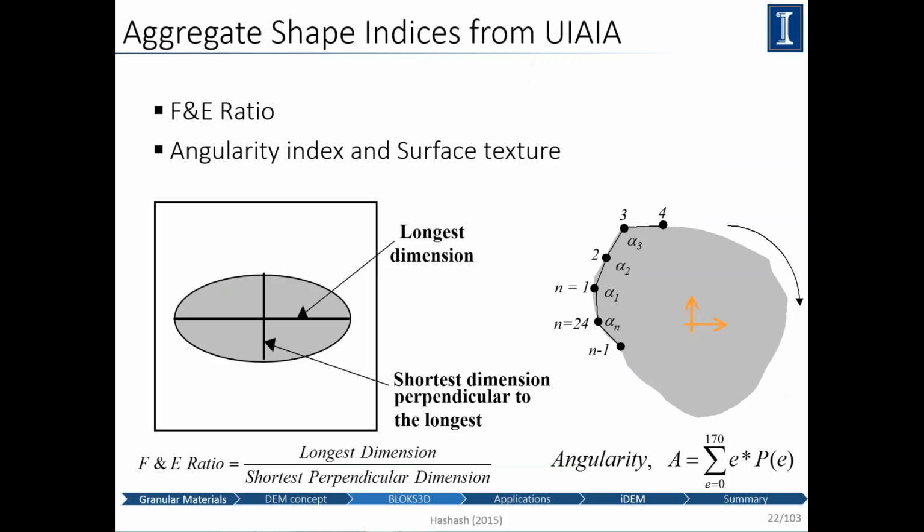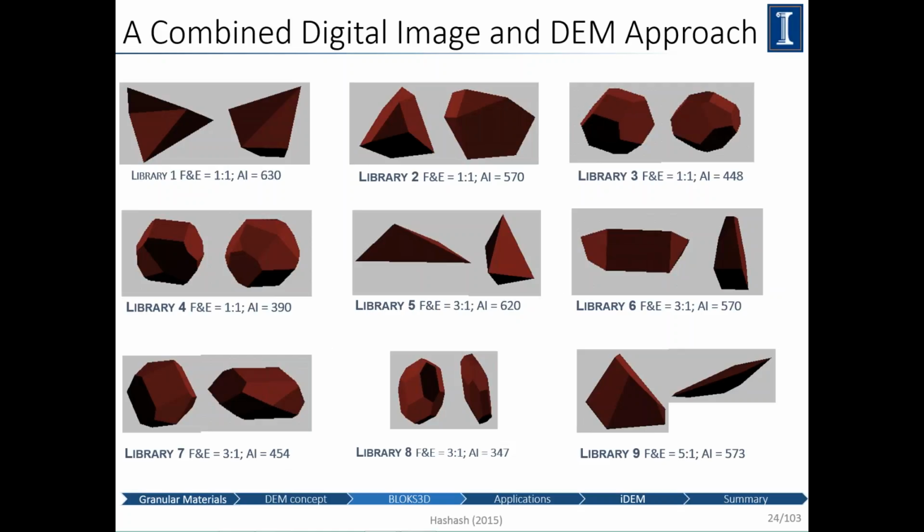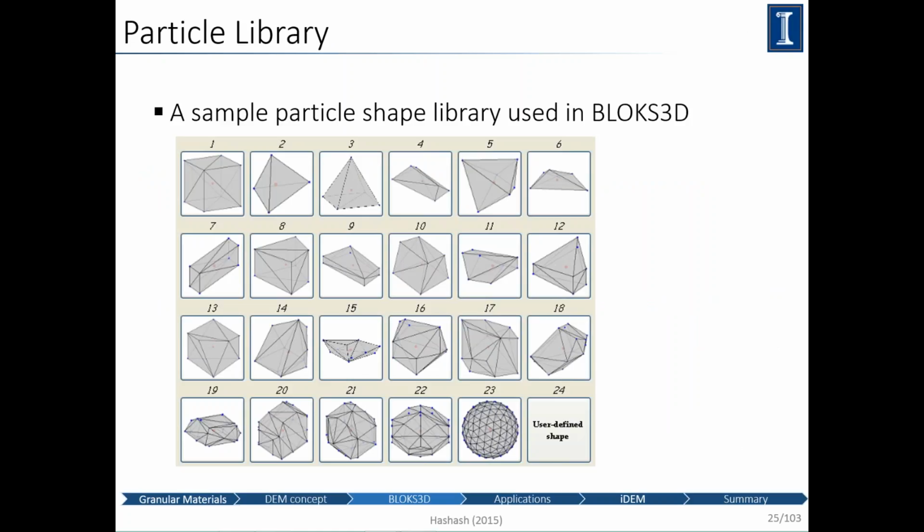And Professor Tutumler uses it for other aspects, to define some F&E ratio and angularity indices, which are important in their own right, but we also use them for discrete element development for simulation of railroad ballast. This is an example of the library we have developed based on imaging that was done on the image analyzer here. And this is the library that we have, in fact, in our discrete element code that you can see, and you can select any particle you want from that as you develop your assembly of particles.